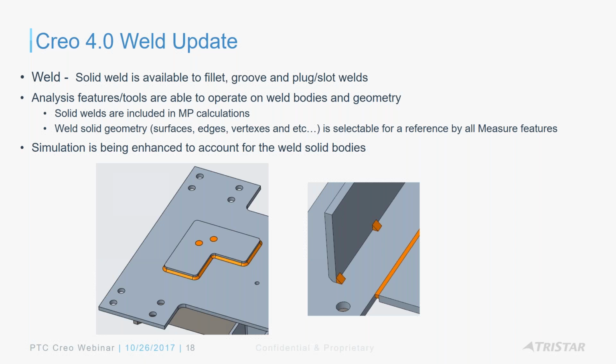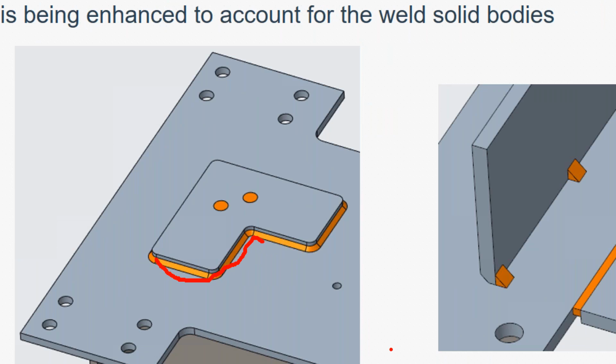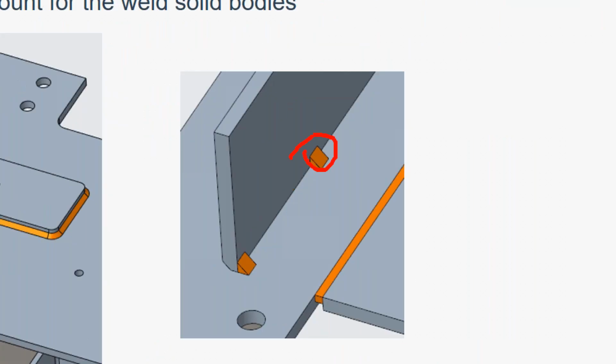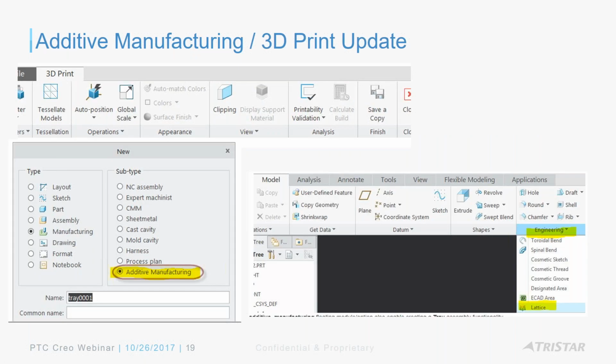In Creo 4, you can create a solid weld, which means you can use it for analyses, right? And also the mass properties are going to be more accurate, right? Whether it's a fillet weld or a plug weld, for all that, it's going to be solid geometry, and you can have accurate mass properties, and you can use it in Creo Simulate. If you use Creo Simulate, you can access this inside of Simulate as well.